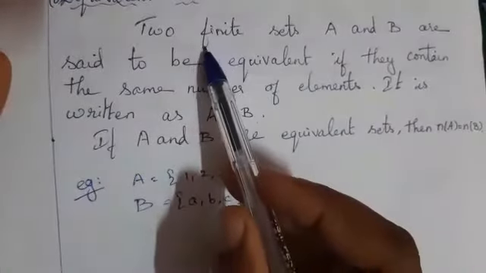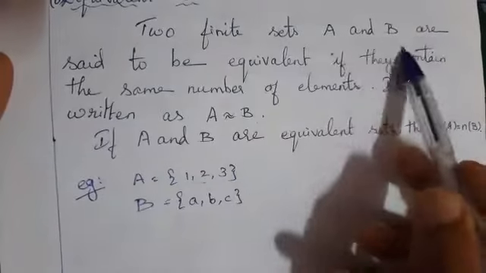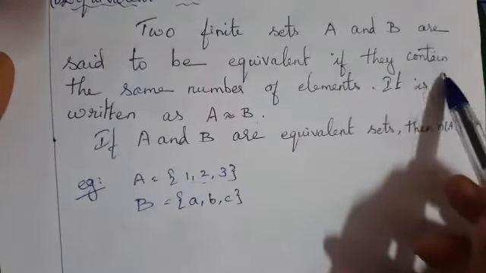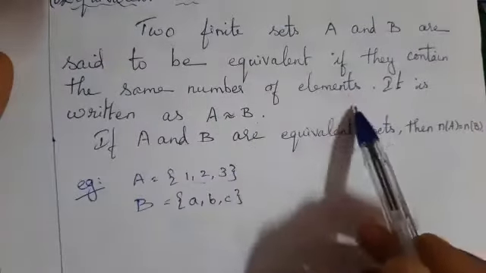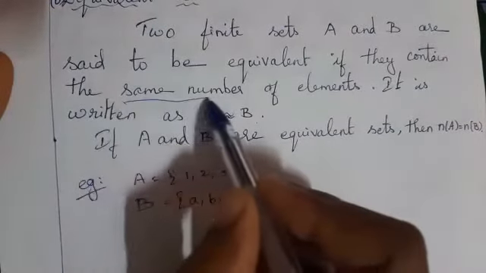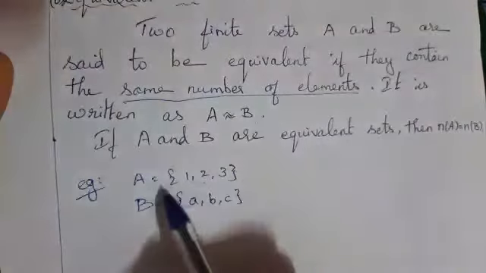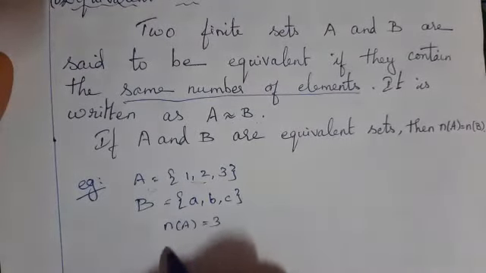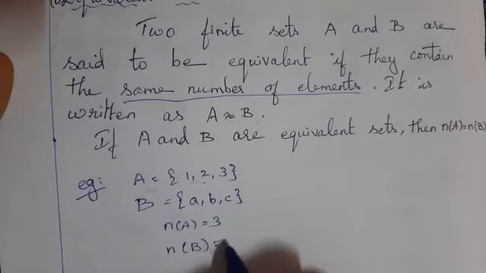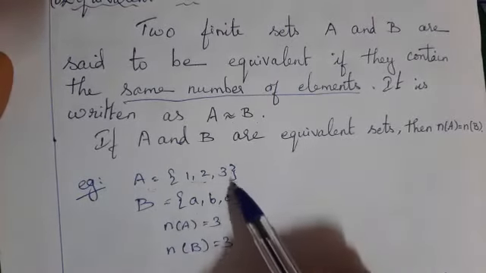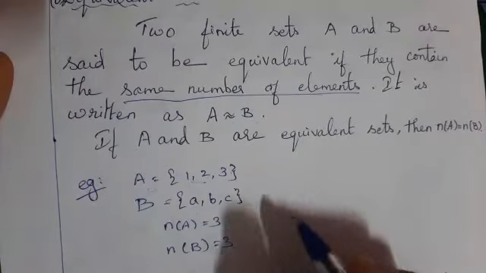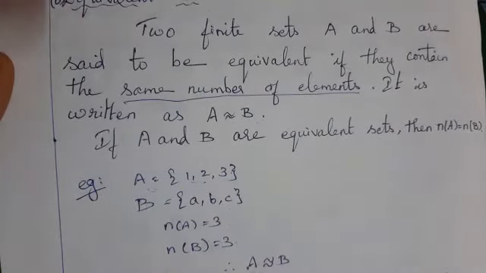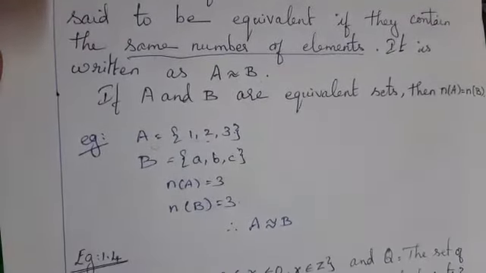Here, two finite sets A and B are said to be equivalent if they contain the same number of elements. Same number of elements. Therefore, n(A) is equal to 3, n(B) is equal to 3. The number of elements in A and B are the same. Therefore, A is equivalent to B.